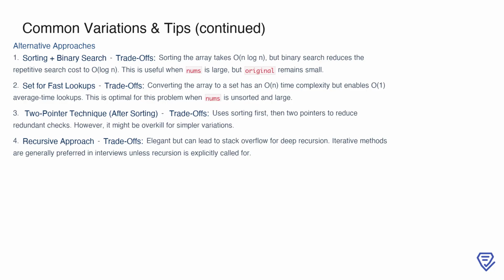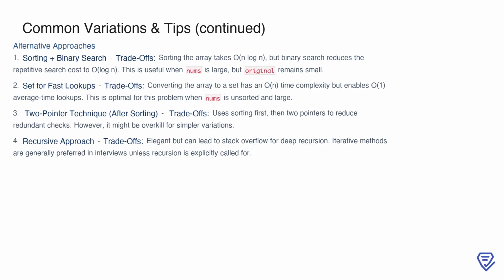Another efficient approach is converting the array into a set for fast lookups. Although this requires O(n) time to create the set, it enables O(1) average time searches, making it optimal for large and unsorted arrays. For a more structured method, the two-pointer technique can be effective after sorting. This strategy minimizes redundant checks but might be unnecessary for simpler variations. Finally, a recursive approach can offer an elegant solution. However, deep recursion risks stack overflow, so iterative methods are typically preferred unless recursion is explicitly required. Each of these approaches has its own trade-offs, and the best choice depends on the specific constraints and requirements of the problem.